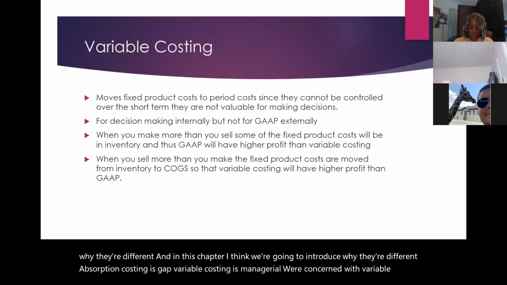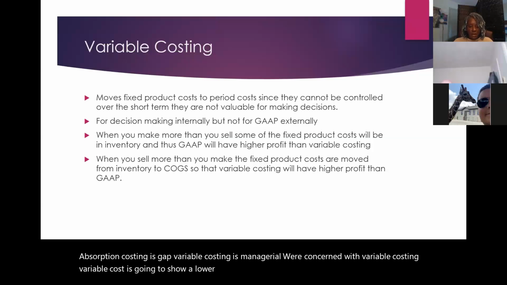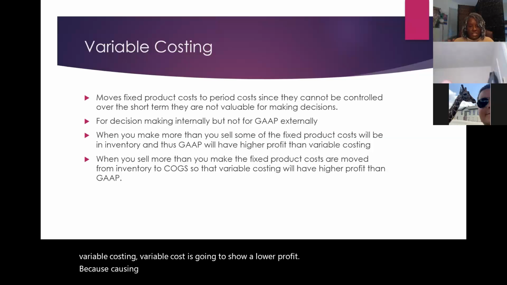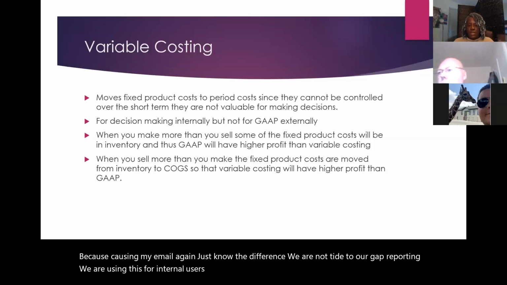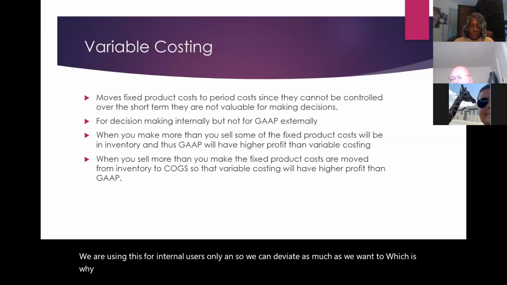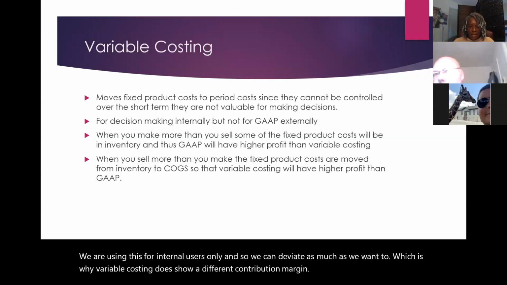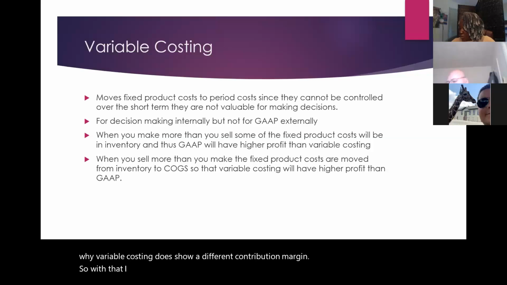Variable costing is going to show a lower profit. Again, just know the difference. We are not tied to our GAAP reporting. We are using this for internal users only. And so we can deviate as much as we want to, which is why variable costing does show a different contribution margin.